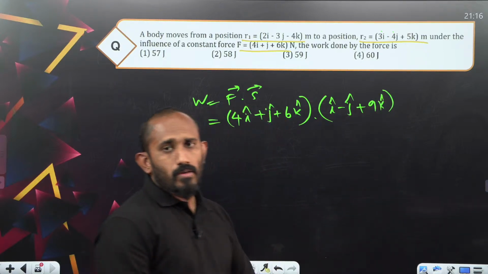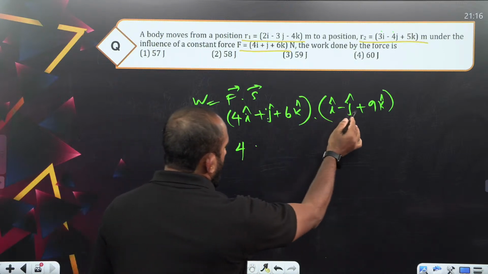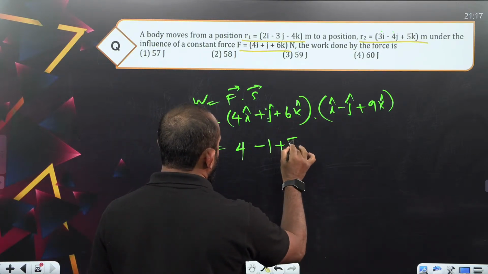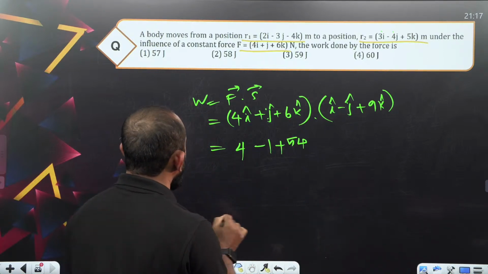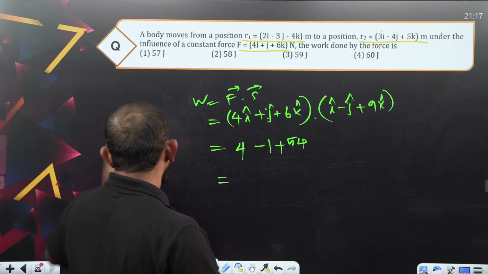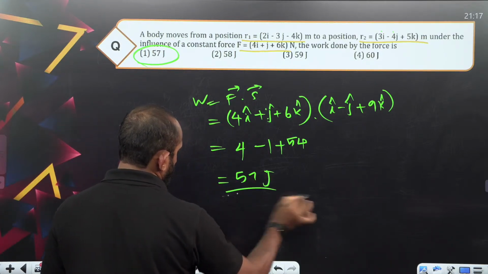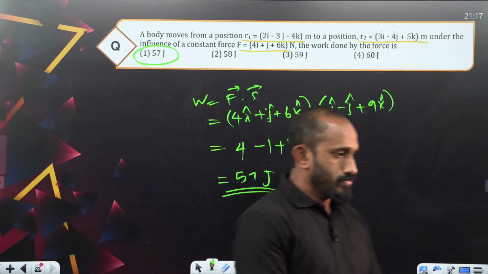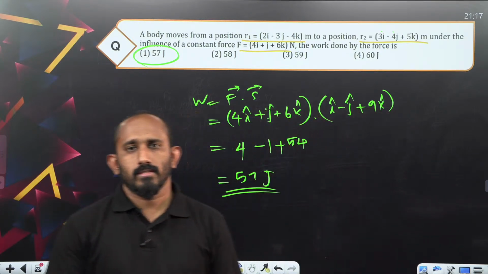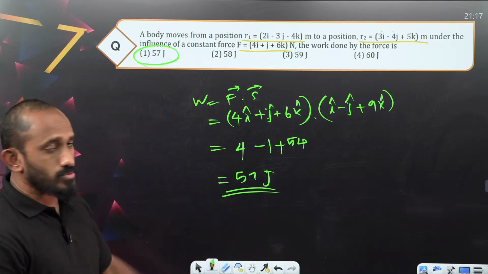You have to find the dot product. So this will be 4 times 1, that is 4, plus 1 times minus 1, that is minus 1, plus 6 times 9, that will be 54. So this will be 54 plus 4, that is 58, minus 1, that is 57 joule. Final answer. Yes, great. So work done here is the dot product of force and displacement, F dot S.